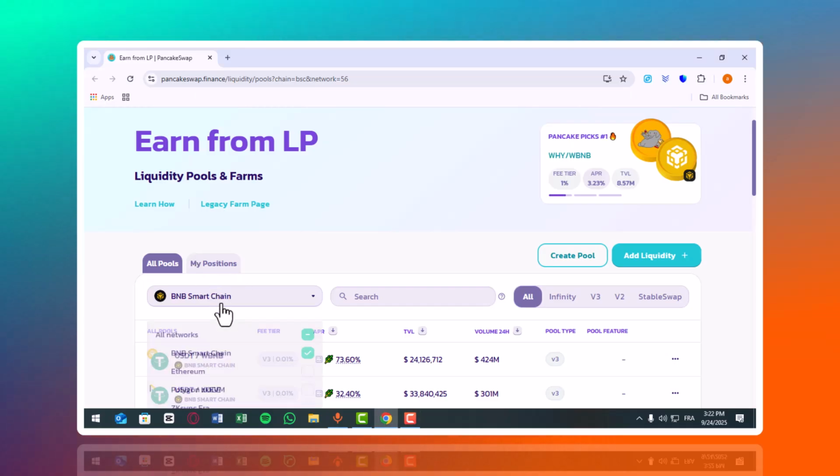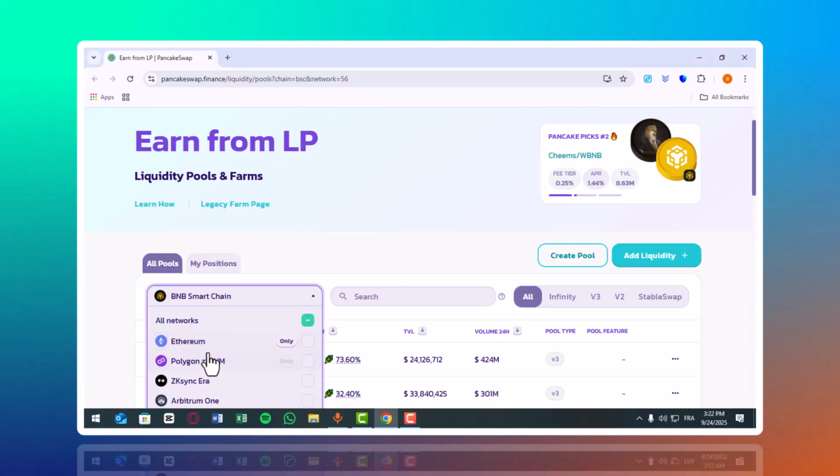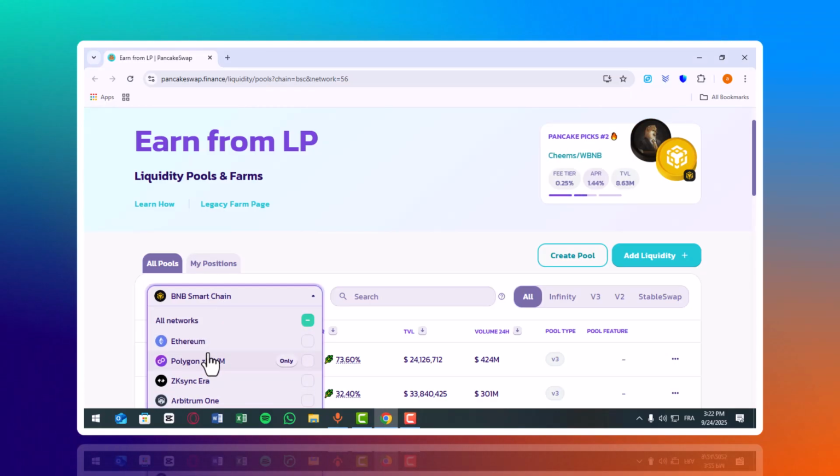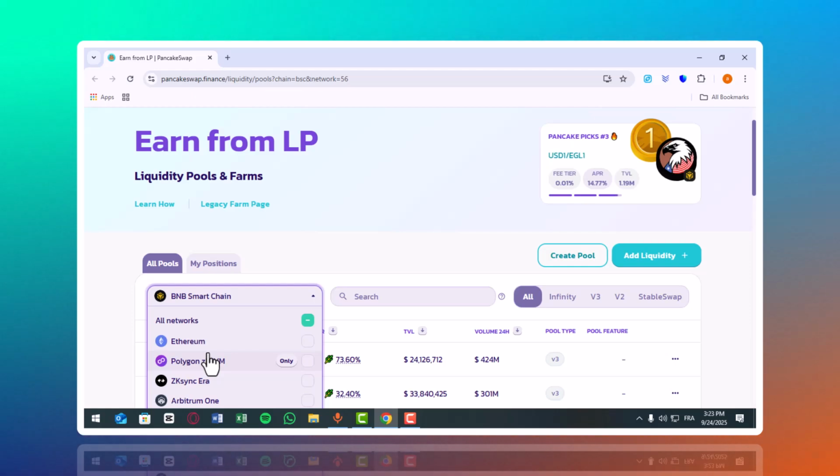Second, pick the cryptocurrency pair you want to farm. Popular options include stablecoin pairs like USDT/USDC for lower risk, or tokens like Ethereum/BNB for higher potential returns.